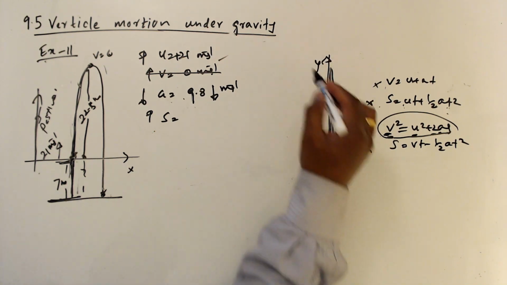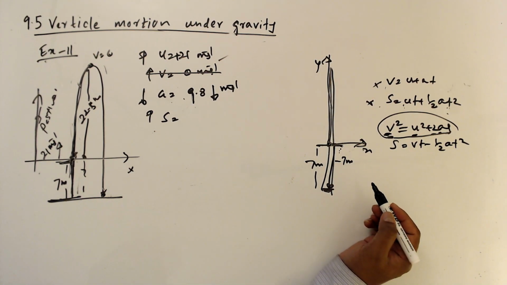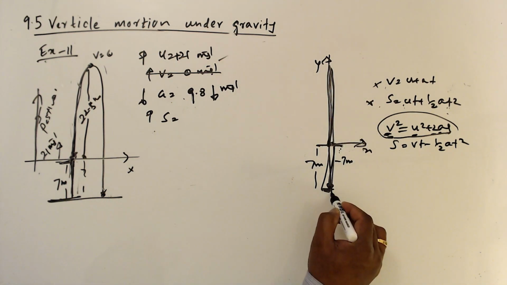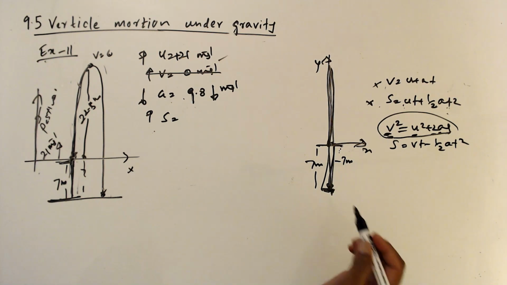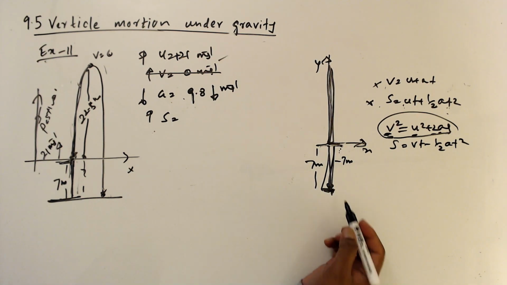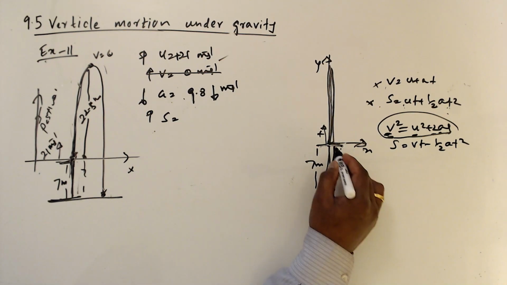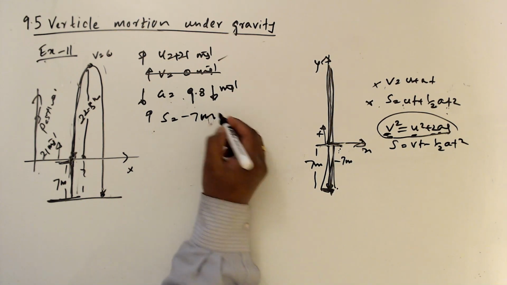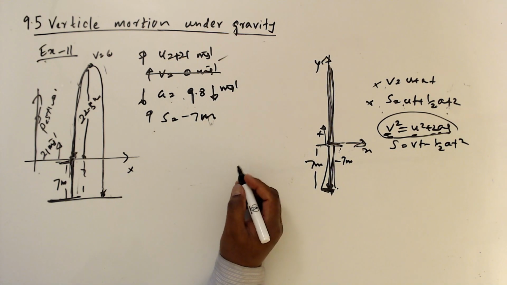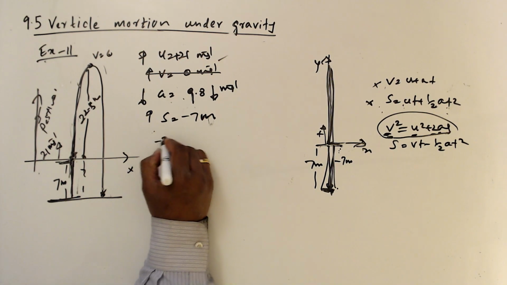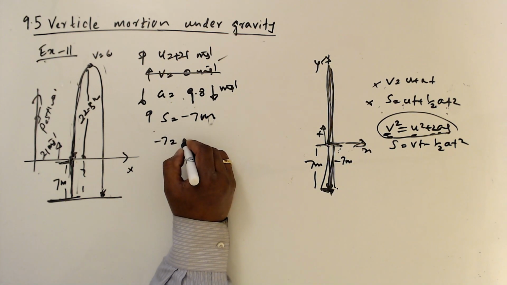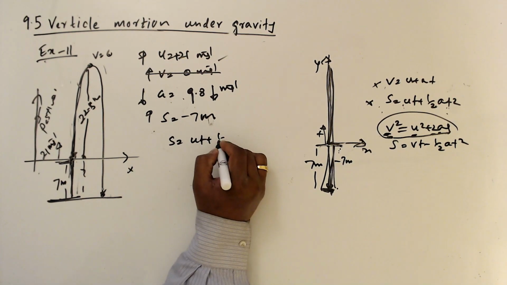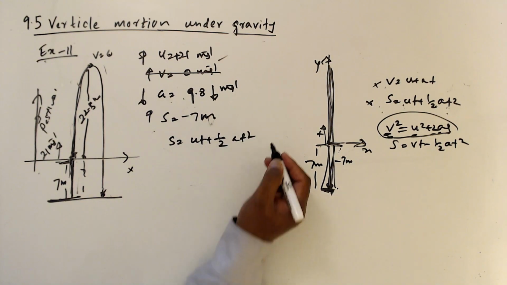Let's say x and y. Usually we don't like to mark x and y, but for you to understand, it goes up and now you can see that it is minus 7 downwards from this place. From this place is up and this is down. So this is minus 7 meter. So we now have 3 values, then we can find t. So s equals minus 7, u equals 21, and s equals ut plus half at square.